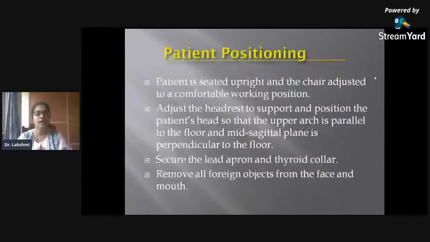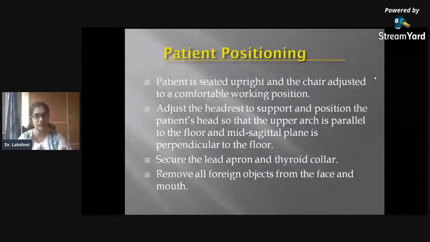Now coming to patient positioning. The patient is seated upright and the chair adjusted to a comfortable working position. Adjust the headrest to support and position the patient's head so that the upper arch is parallel to the floor and the mid sagittal plane is perpendicular to the floor. Secure the lead apron and thyroid collar. Remove all the foreign objects from the face and the mouth.